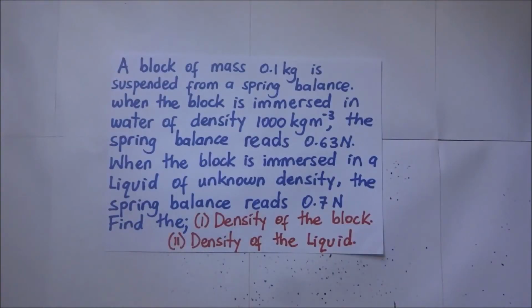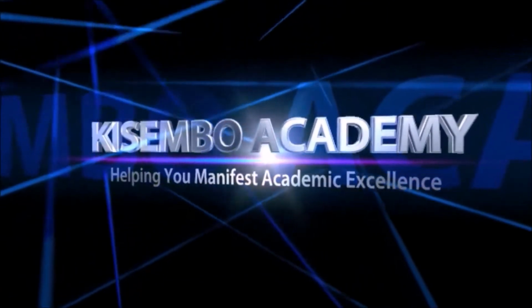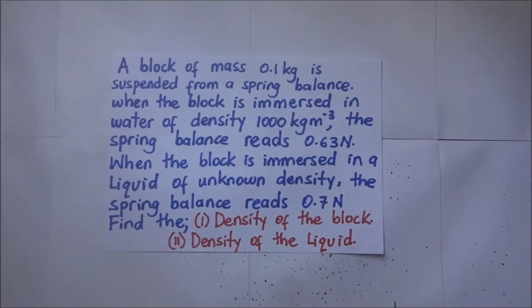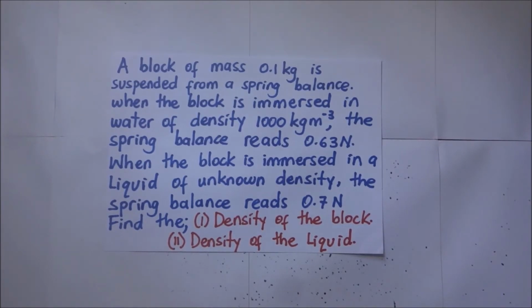We have quite a long question here. I guess we will have to first summarize it. It says that a block of mass 0.1 kilograms is suspended from a spring balance. When the block is immersed in water of density 1000 kilograms per meter cubed, the spring balance reads 0.63 newtons. When the block is immersed in a liquid of unknown density, the spring balance reads 0.7 newtons. The question is, find the density of the block and the density of the liquid.